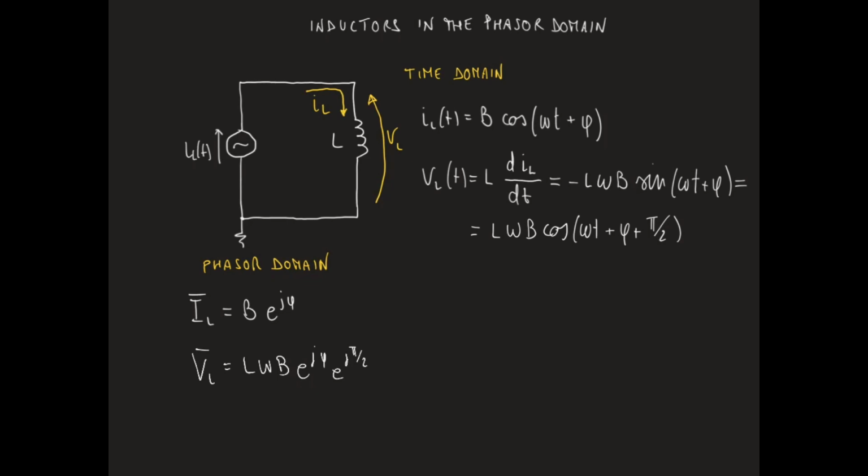E to the j pi by 2 is simply j, the imaginary unit, so VL bar can be written as j times omega L B e to the j phi. Now B e to the j phi is simply IL bar, so VL bar can be eventually written as j omega L times IL bar.